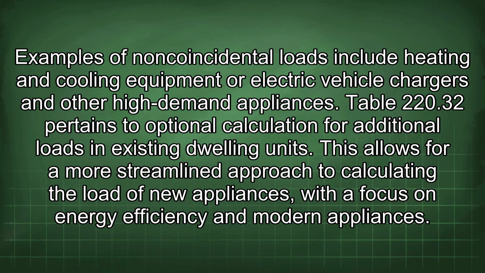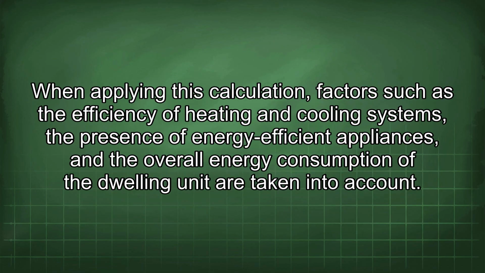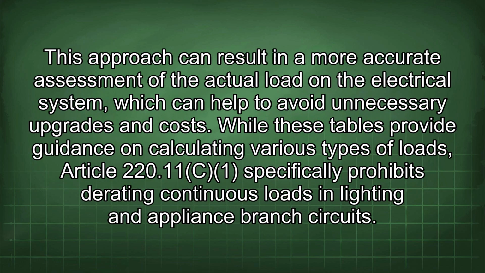Table 220.32 pertains to optional calculation for additional loads in existing dwelling units. This allows for a more streamlined approach to calculating the load of new appliances, with a focus on energy efficiency and modern appliances. When applying this calculation, factors such as the efficiency of heating and cooling systems, the presence of energy-efficient appliances, and the overall energy consumption of the dwelling unit are taken into account. This approach can result in a more accurate assessment of the actual load on the electrical system, which can help to avoid unnecessary upgrades and costs.